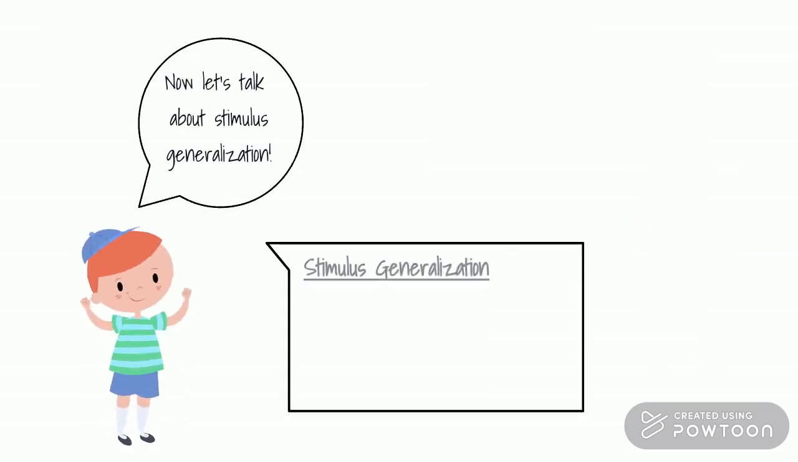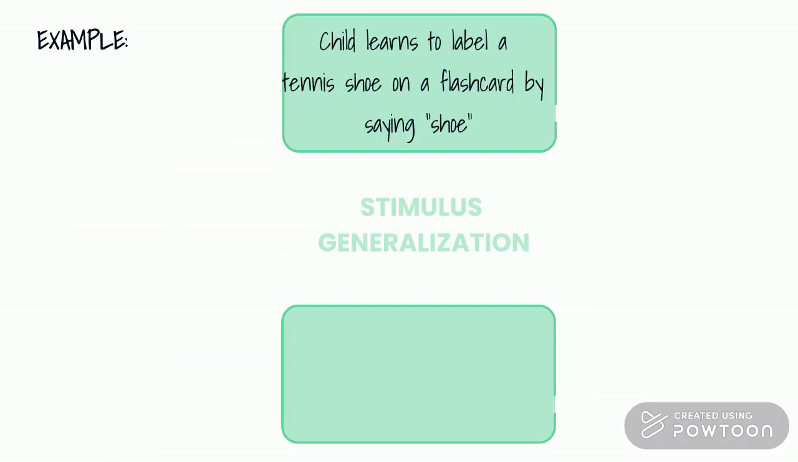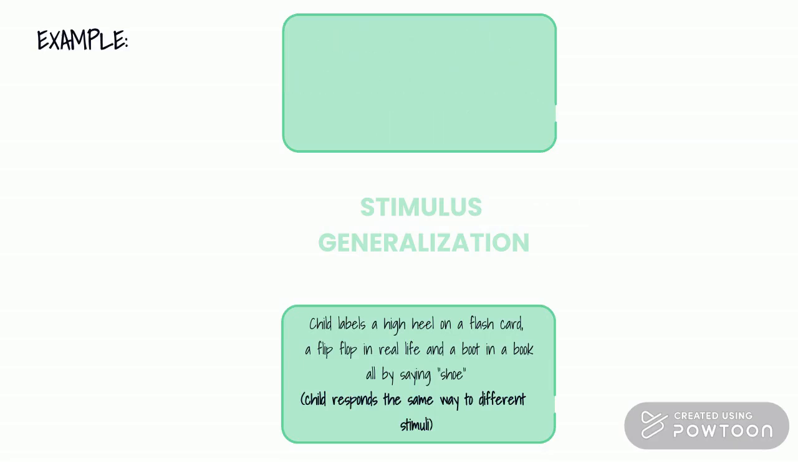Stimulus generalization. Stimulus generalization is when the stimulus control of a behavior is broader, that is, when the behavior occurs in a range of antecedent situations. An example of stimulus generalization is when a child learns to label a tennis shoe on a flashcard by saying shoe. Then stimulus generalization happens. Child labels a high heel on a flashcard, a flip-flop in real life, and a boot in a book, all by saying shoe. A child responds the same way to different stimuli.